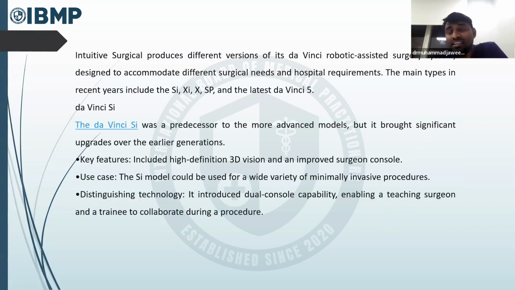Intuitive is the company that produces different versions of the Da Vinci robotic surgery system. The main types evolved in recent years are SI, then XI, then X, then SP, and the latest is Da Vinci 5. The Da Vinci system has evolved from 2004 to 2019 and beyond. Da Vinci 5 has created a lot of changes. Like in laparoscopy, where we previously used multiple arms, now it has decreased to a single port. Similarly, Da Vinci started from SI and ends with Da Vinci 5.